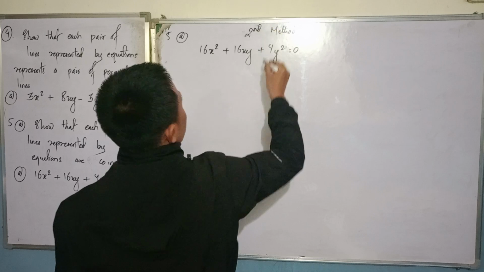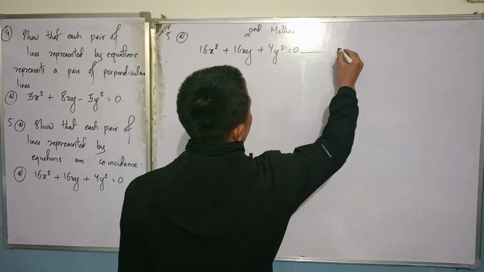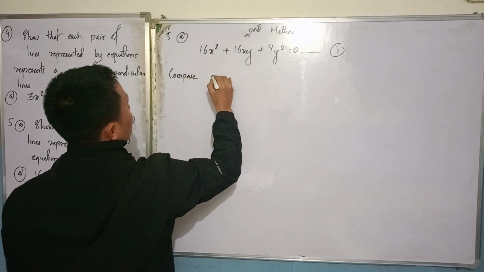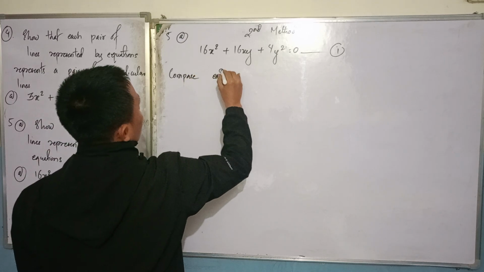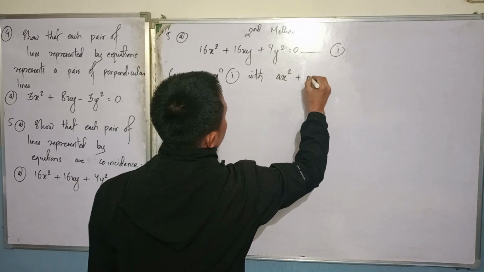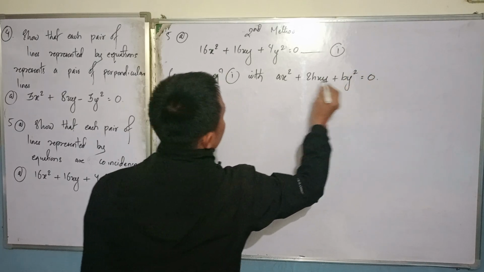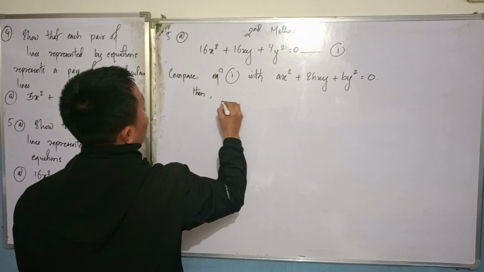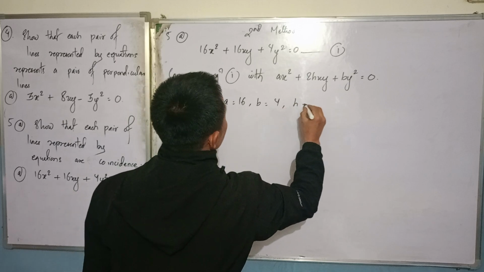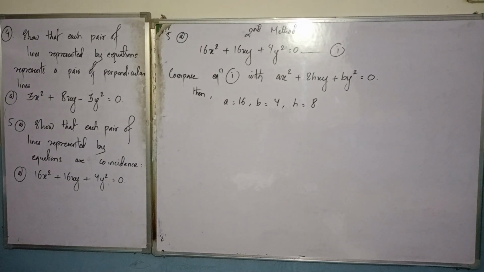And I prefer this more because it doesn't consume more time, just like I mentioned earlier. Now suppose this is I. Now you compare equation I with ax squared plus 2hxy plus by squared is equal to 0. Then you will get the value a is equal to 16, b is equal to 4, and 2h is 16. Okay, so a, b, and h we have here.